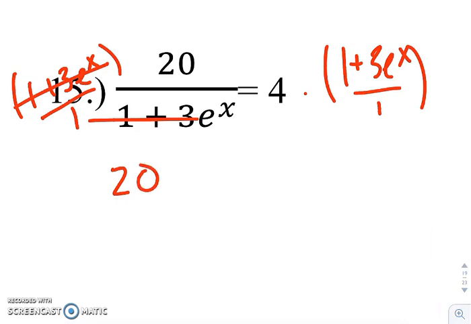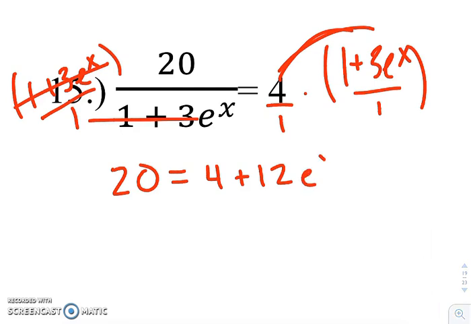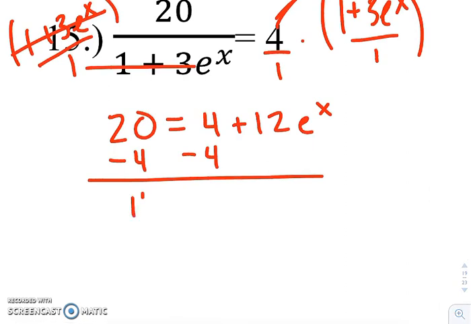And the right-hand side, we're going to multiply, because you can make that 4 over 1 if you want. Multiply the 4 in there. 4 plus 12e to the x. So we're going to subtract the 4. Then we get 16 equals 12e to the x.